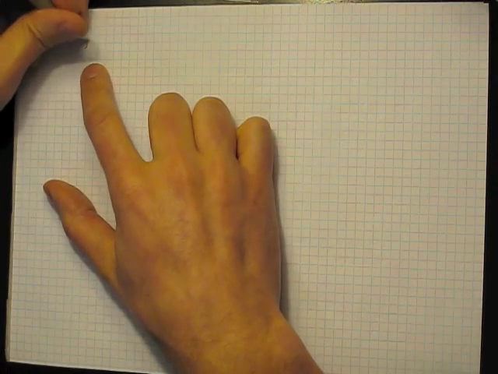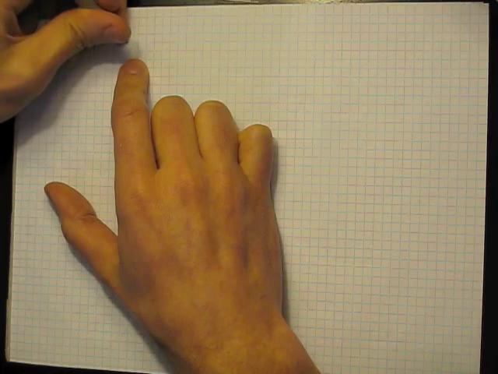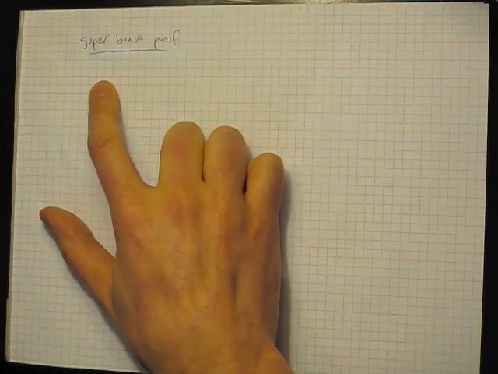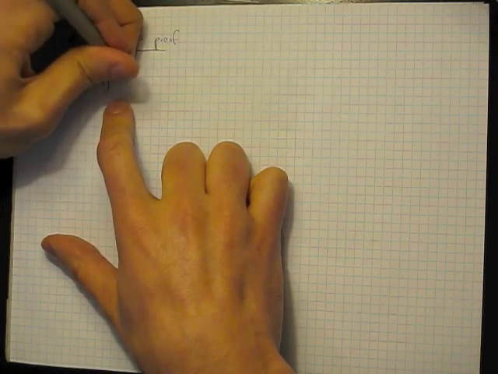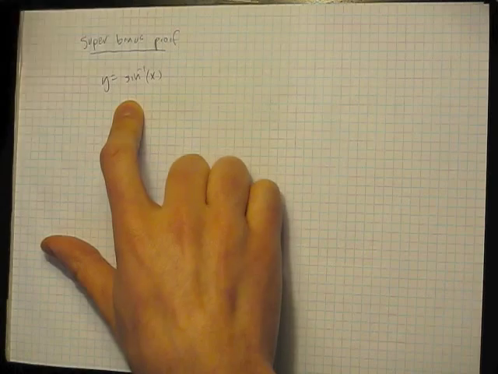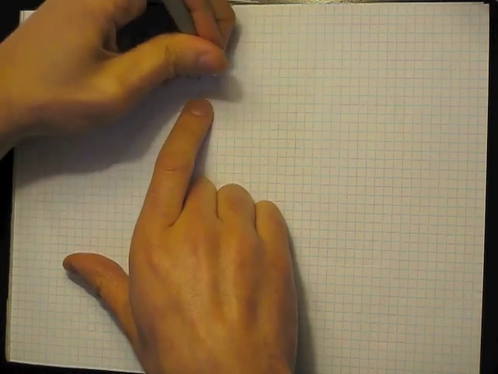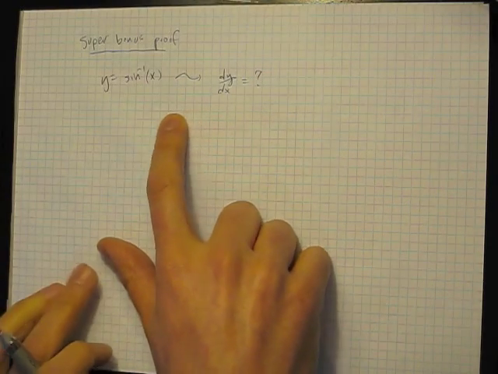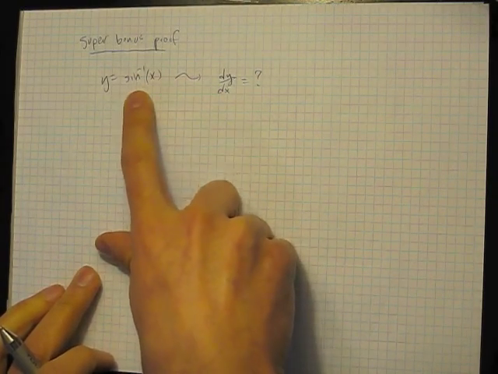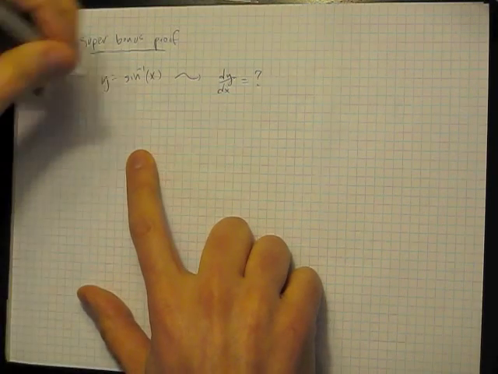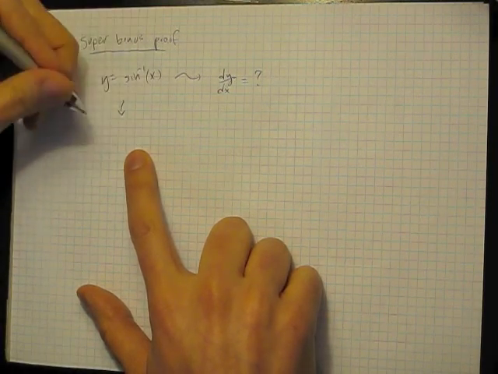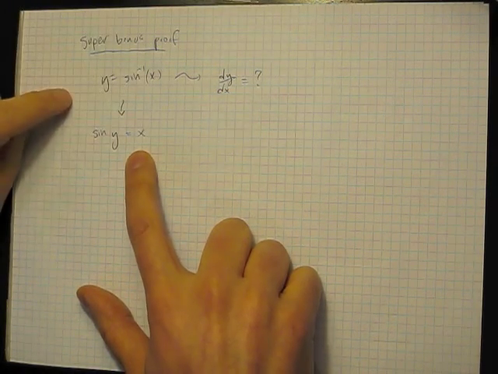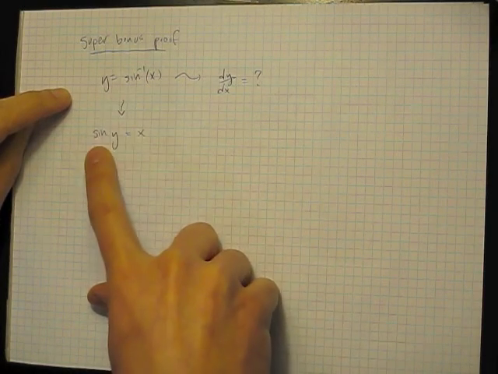Okay, so here's an opportunity for super bonus points. Super bonus proof. If y is equal to the inverse sine of x, then question, what is the derivative of y? We're going to go through and figure out what the derivative of the arcsine function is. So I'm going to use our relationship of inverse trig functions to write this equation in this way, right? Sine inverse of x equals y means sine of y equals x.